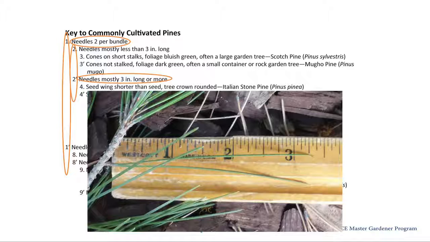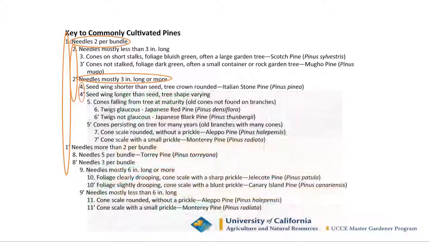And so I heard Pam say we go to 4 and 4 prime. So 4 is seed wing shorter than seed. The tree crown is rounded, which would give us Italian stone pine. Well, this was my tree and I never saw a seed. My critters, I guess, were very efficient in getting the seeds. So I don't know. So I'm going to go up there and look at my tree.